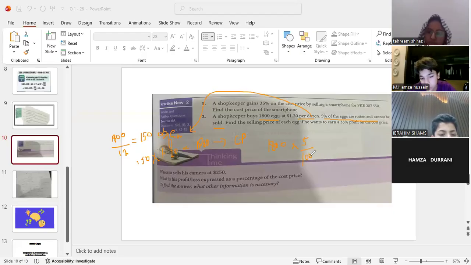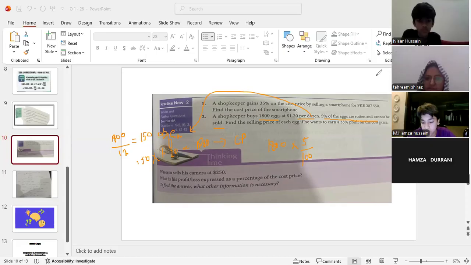Is this clear to everyone? That we have calculated 5% out of the 1800 in order to know how many of the eggs were rotten. Yes, Nisar?